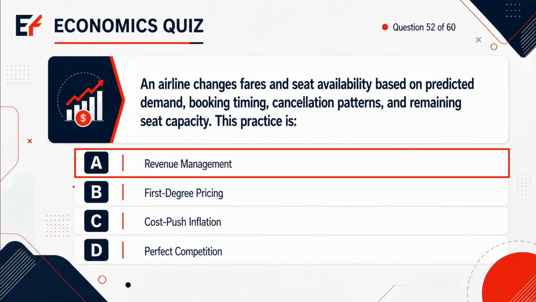Option B is incorrect because first-degree pricing charges each buyer their individual maximum willingness to pay. Option C is incorrect because cost-push inflation occurs when rising production costs lead to higher prices. Option D is incorrect because perfect competition describes a market structure with many firms selling identical products.